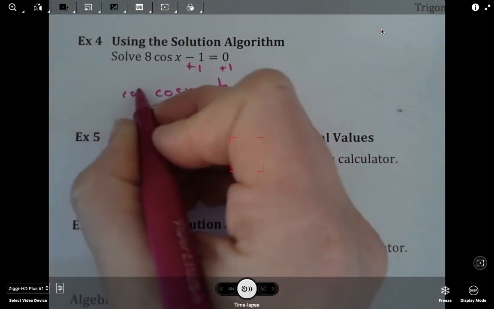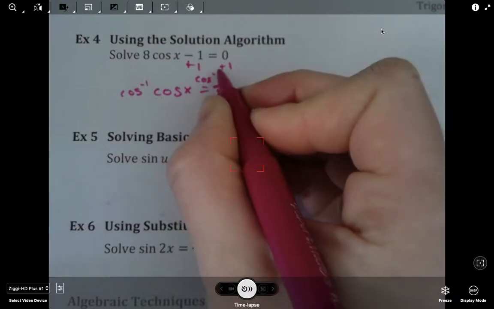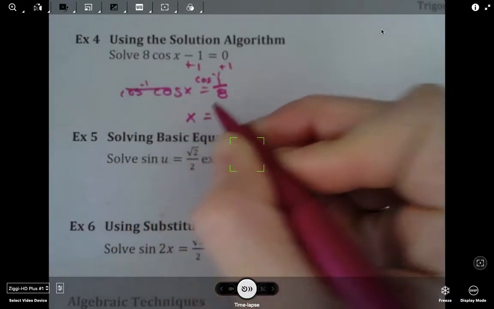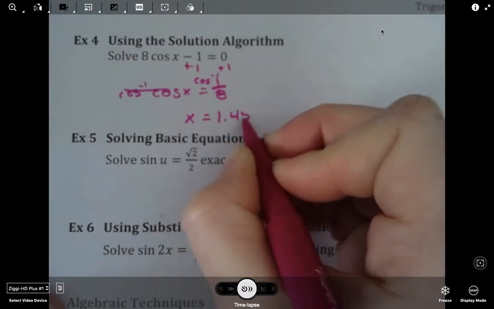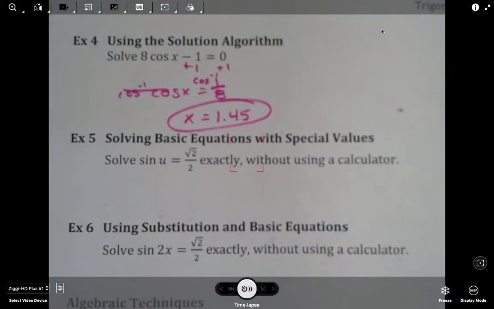Then you just do inverse cosine like we were doing before. So inverse cosine of 1/8 is something like, let me flip over, 1.45 radians. Okay, if you type that in, you'll get 1.45.